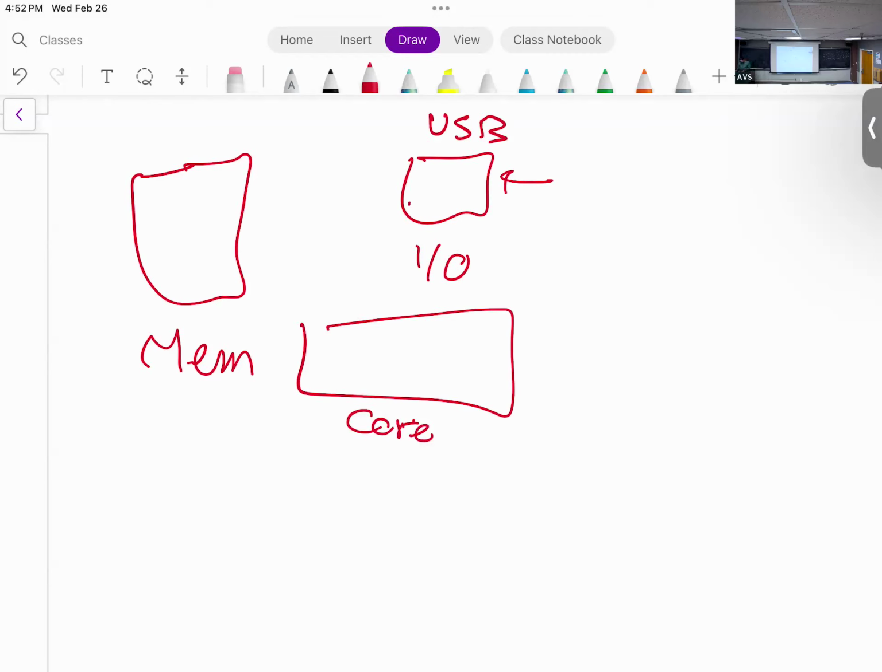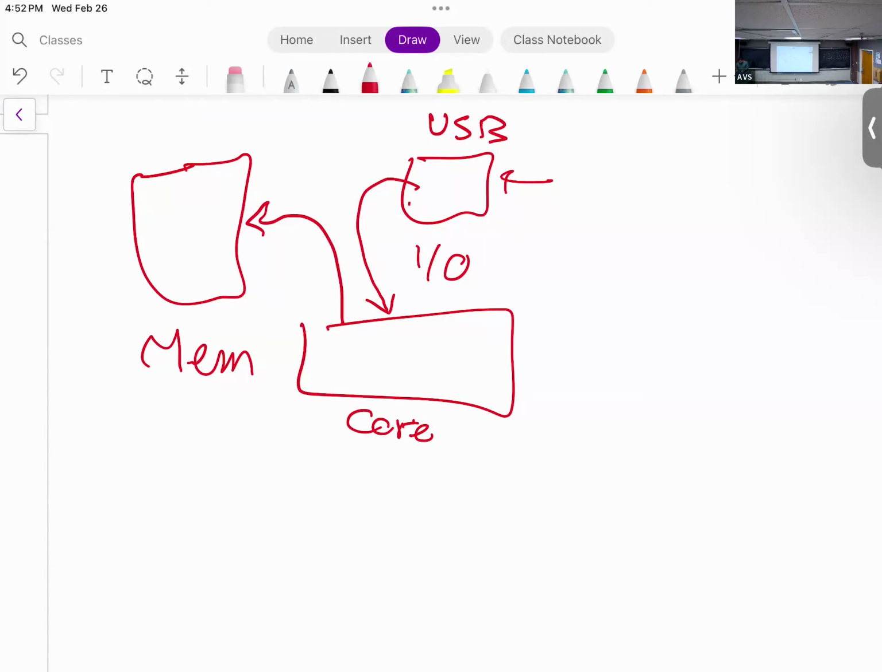The way it works without DMA is that the USB will send the data to the core bit by bit, then the core will send it to the memory, because the core is the only one who can talk directly to the memory. Other components cannot talk to the memory directly. This means that if I want to save, read or write a big file, I need to keep my core busy all the time, because the core is the one that takes the data from here and sends it to there.